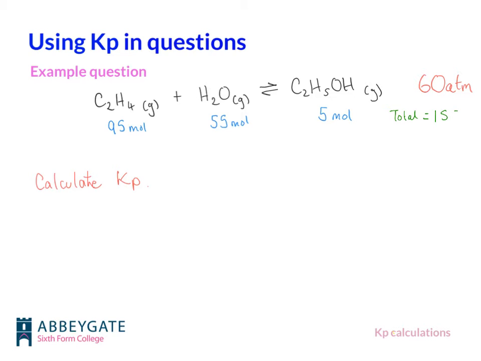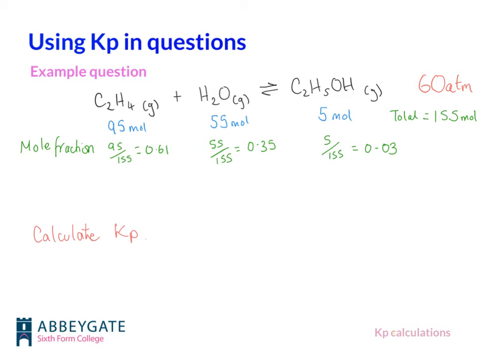Right, so if we work out the total moles, that's our first job, then we can see that we've got 155 moles of gas as our total moles, and then we need to work out our mole fractions. So if we do 95 over 155, we get 0.61, and that's for the ethene. 55 over 155 would give us 0.35 as our mole fraction, and 5 over 155 gives us 0.03 as our mole fraction.